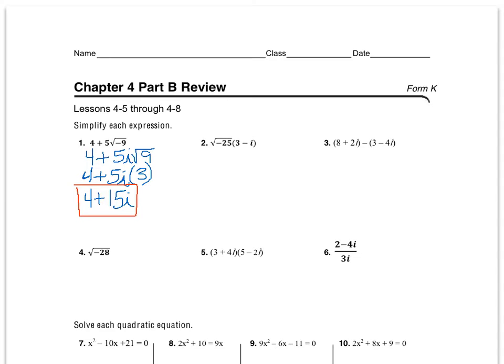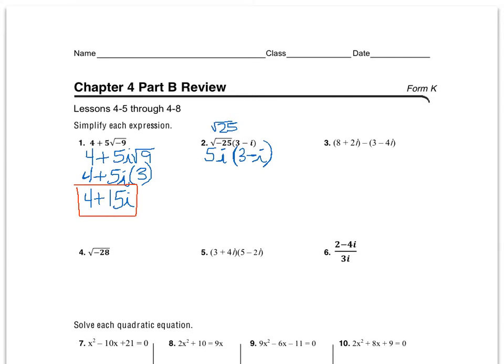Number 2, we also have a square root with a negative number inside. And so we'll want to take out that i right away to turn that positive. And once we do turn that positive, that number inside, though, is 25. So we have a square root of a positive 25 now inside. 25 is another perfect square, and you know the square root of 25 is 5, and so I'm going to take that out also with the i. So now I have 5i, and then the parentheses 3 minus i.